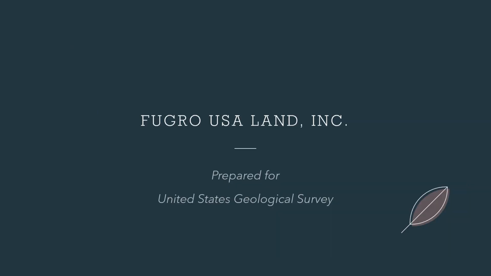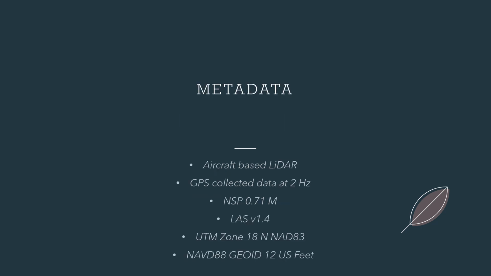The data that I found on VGIN was produced for the USGS by a company named Fugro USA Land Incorporated, and a final report was dated for the USGS on August 17th, 2020. The metadata contained in a report which was presented to the USGS by Fugro USA Land went into great detail about the airborne GPS, which collected the data in the aircraft, and it was collected at 2 hertz. They did utilize the airport GPS as a base station.